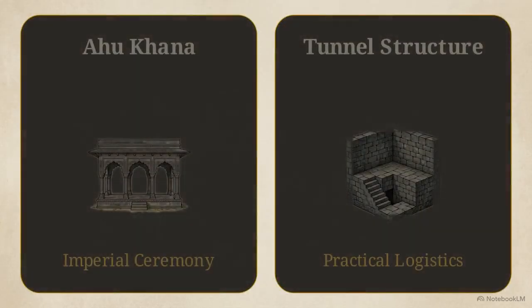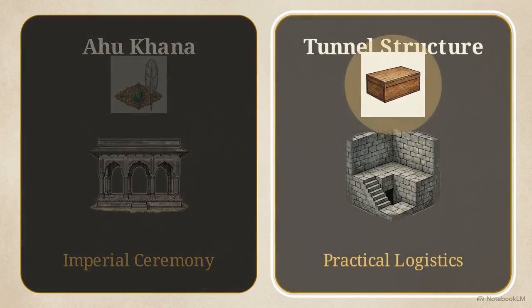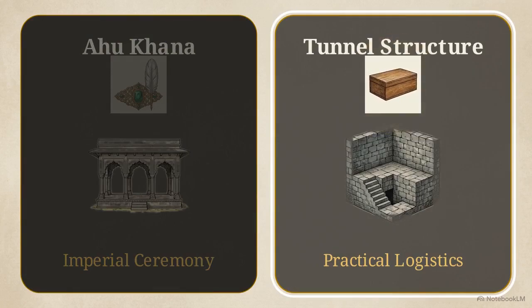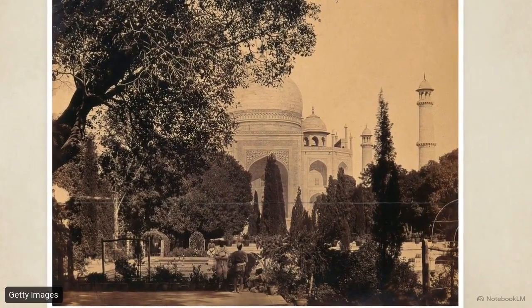Choosing between these sites depends on whether the emperor prioritized practical logistics or imperial ceremony. Prioritizing royal status makes the Ahu Khana the likely candidate. Prioritizing the reality of preserving a body makes the tunnel structure impossible to ignore. For travelers, this choice changes how you experience the history of the Mughal Empire.